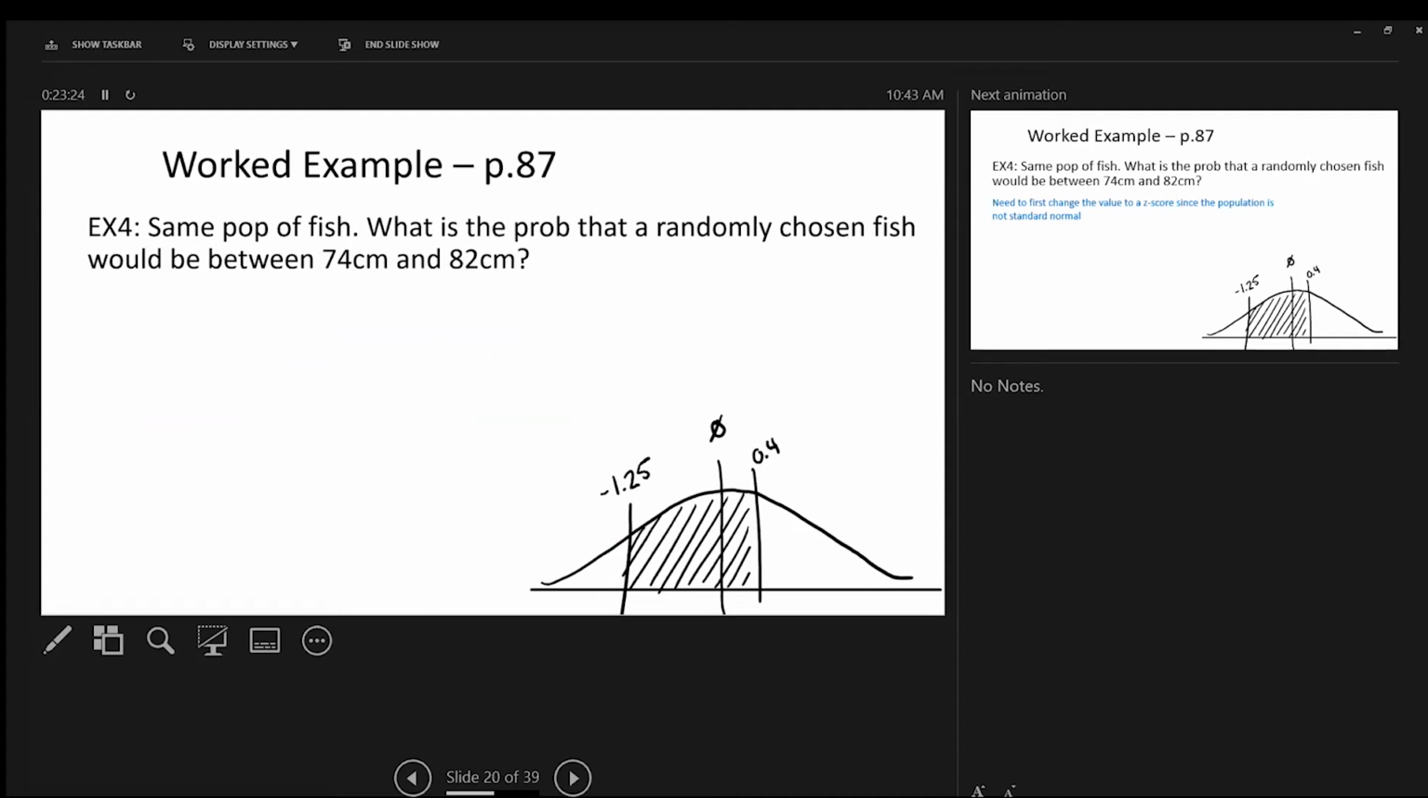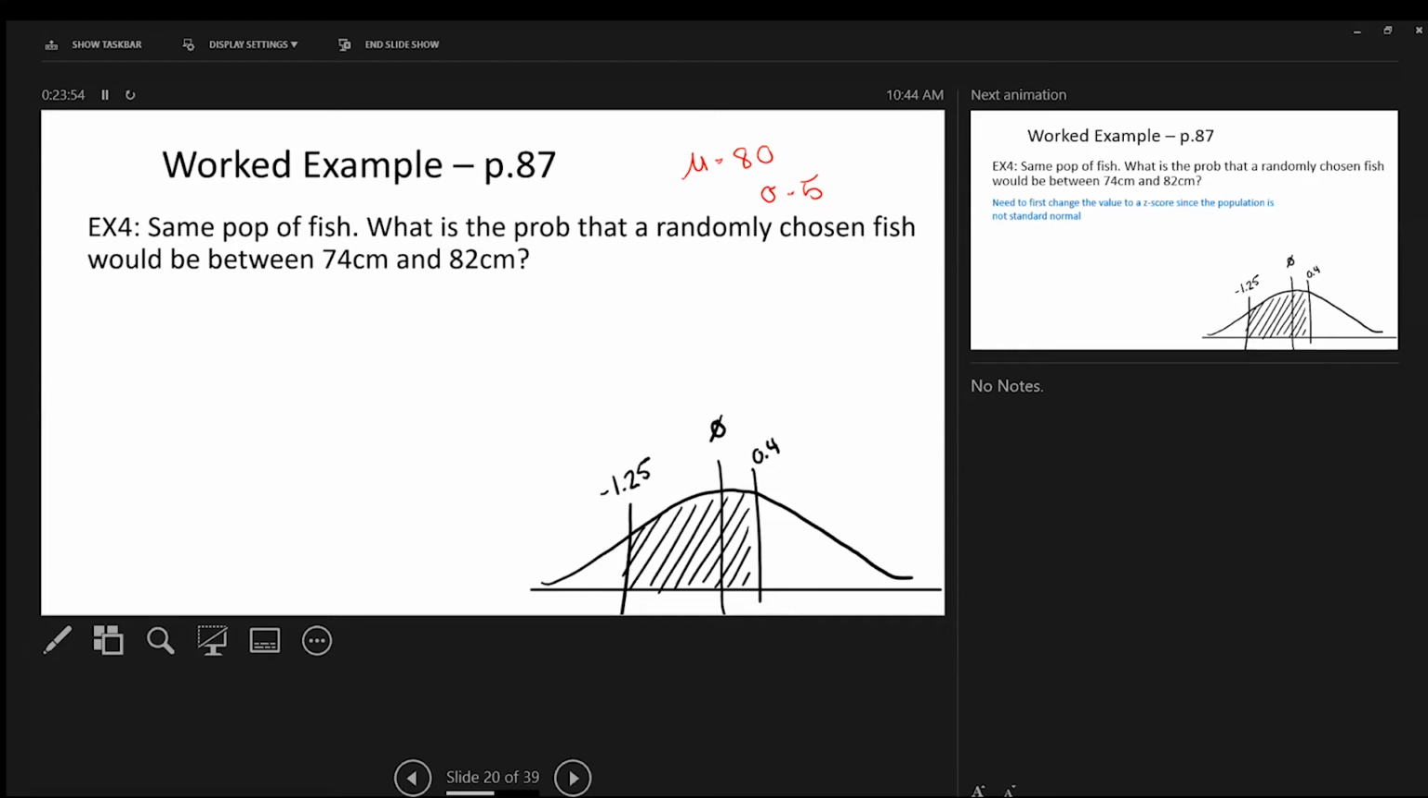For example 4, we have the same population of fish. What is the probability that a randomly chosen fish would be between 74 and 82 centimeters? It's the same population, which means that our mean is still 80 and our standard deviation is still 5. But now we're asking for 2 values. So this is really just a mirror of example 2. That's really all it is, right?